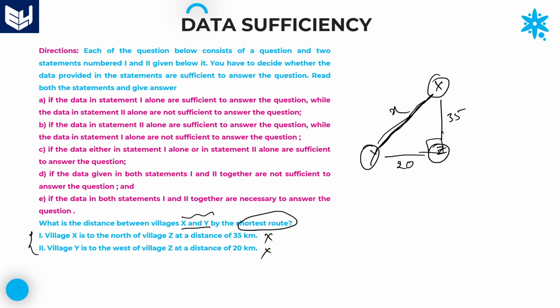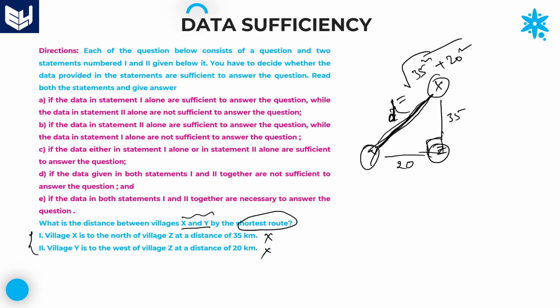Here, if you want this shortest distance between x and y, suppose x is the shortest distance, or else d is the shortest distance. According to Pythagoras theorem, the hypotenuse square is equal to side square plus side square. Square root of 35 square plus 25 square. That is the shortest distance between x and y. You are getting the answer by combining both the statements, but it is not mandatory to calculate the exact value.